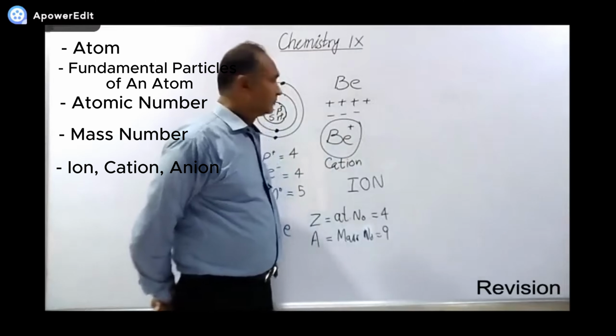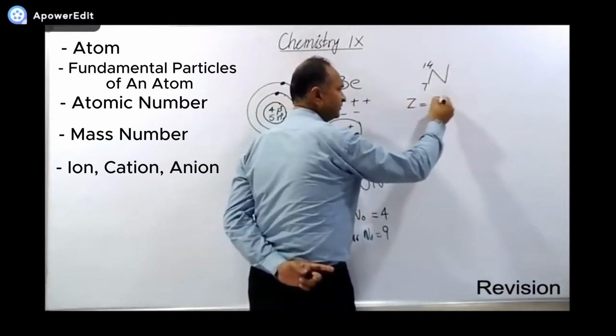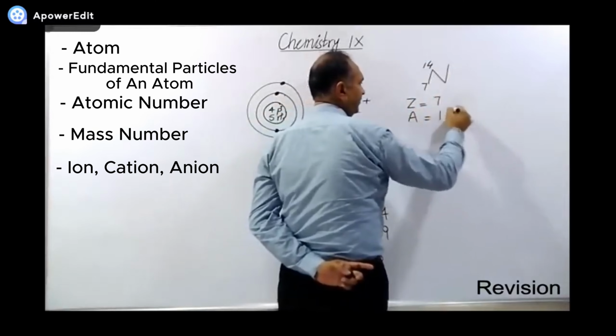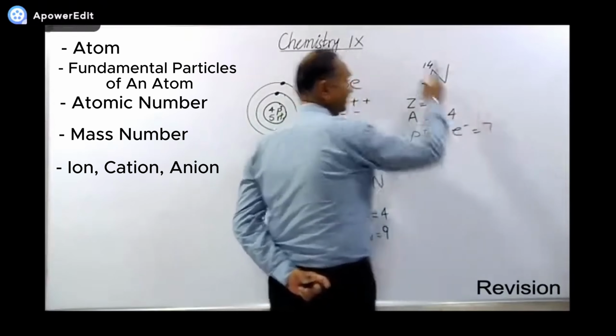So how many of you could understand that? What is 7 here? 7 is the Z value. What is the value of A? 14. And it has 7 protons and 7 electrons since it is neutral.